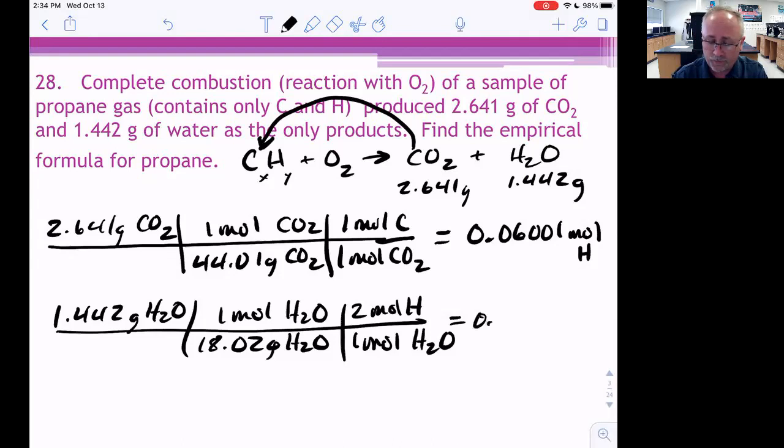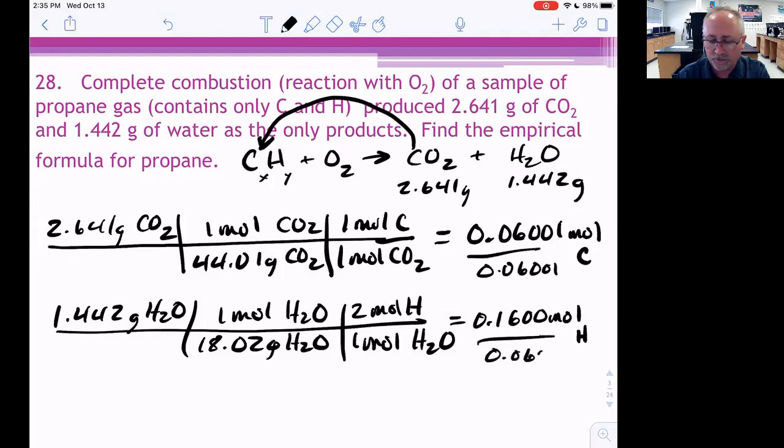And then down here, 0.1600 moles. Oh, I wrote that wrong. My mistake. Sorry, guys. You're probably shouting at the video. Moles of carbon, and then here, moles of hydrogen. So percent to mass, mass to mole. We have moles now. Divide by the smallest number of moles, which in this case is the 0.06001. And here I'll divide this also by 0.06001. And I'll get my numbers.